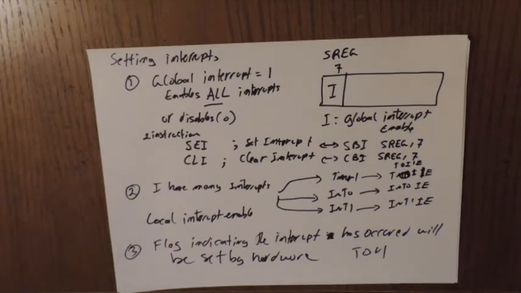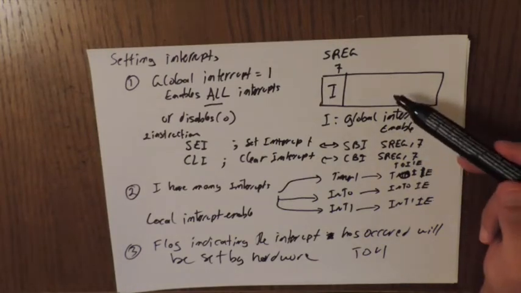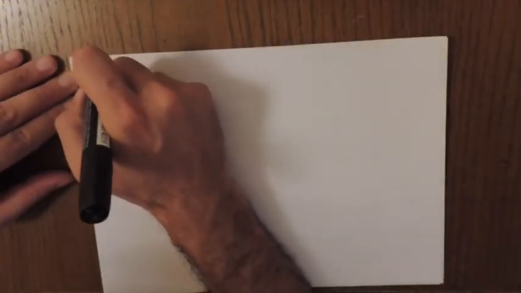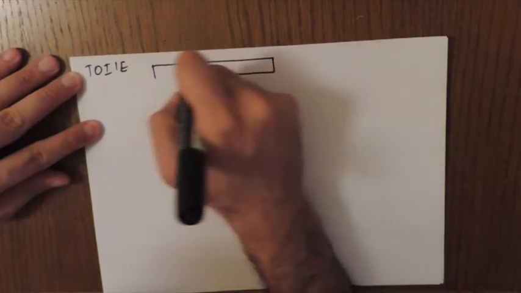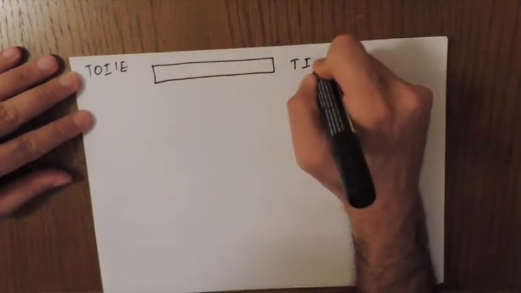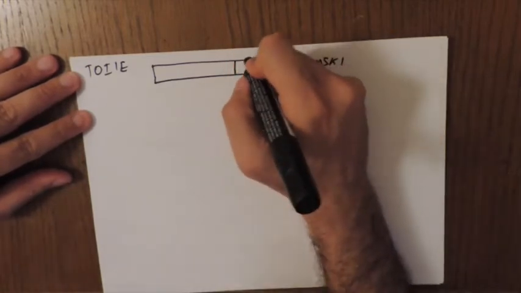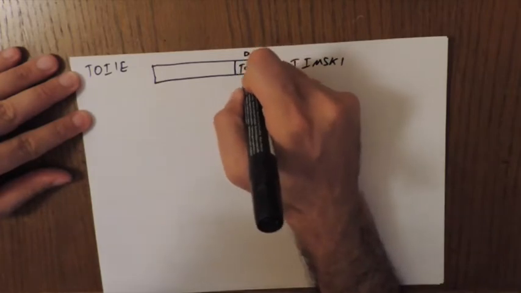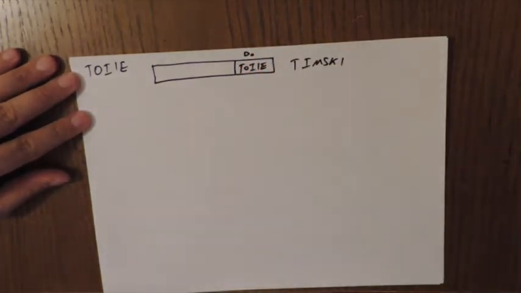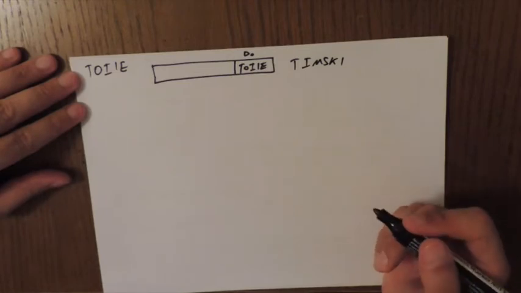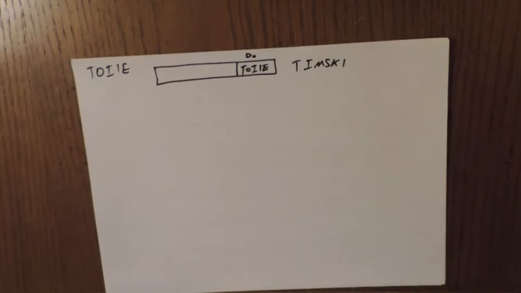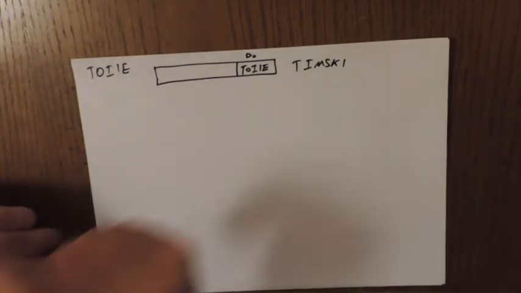We know the I bit is found in SREG. What about TOIE1? TOIE1 is found in a special function register called the timer interrupt mask register, TIMSK1, at bit 0. This is the bit that I am concerned with. So for the interrupt for timer 1 to occur, I can visualize it like this.